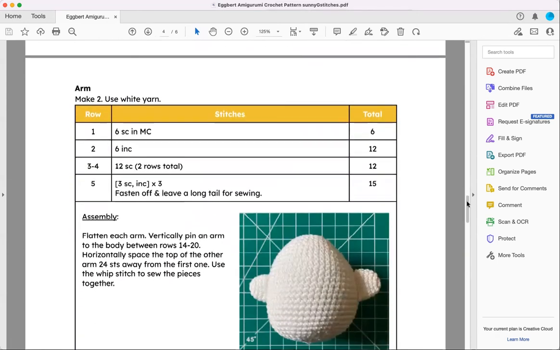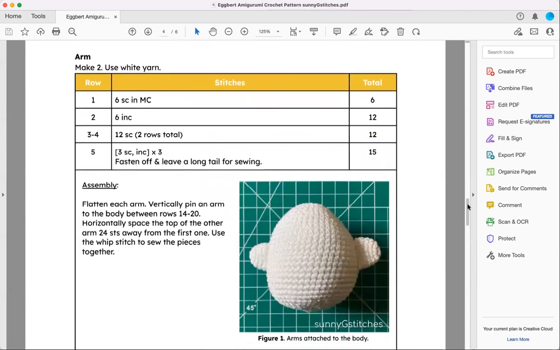Moving on, you're going to be creating 2 arms. I gave you the instructions over here in order to make both of the arms. And then I included some assembly information. In order to do the assembly, you're going to need to flatten each arm, vertically pin using your sewing pins. You're going to pin down an arm to the body between rows 14 and 20. You're going to be counting your rows starting off at the top of your piece because that's where your row 1 or round 1 is located.